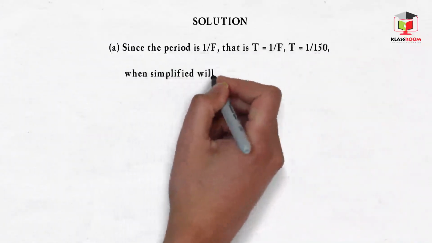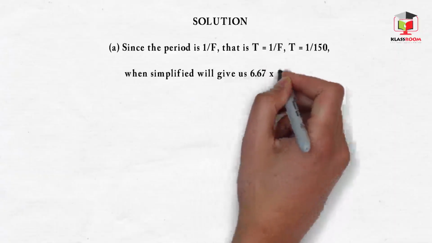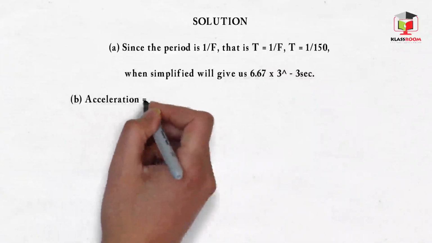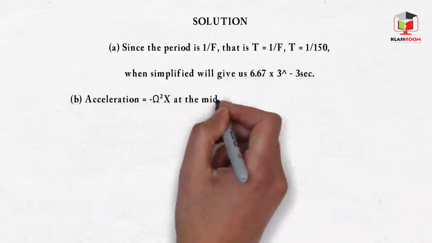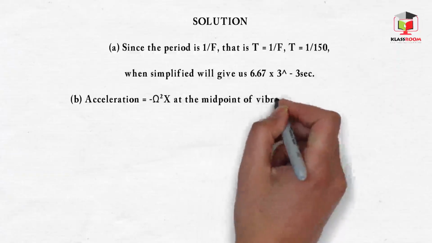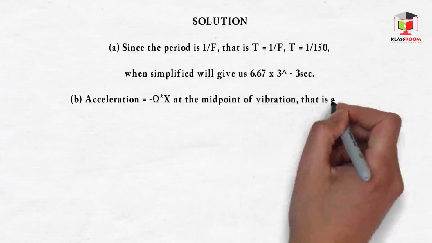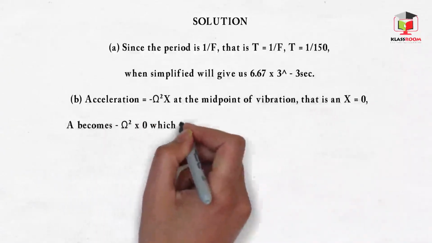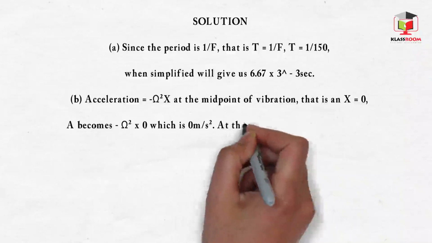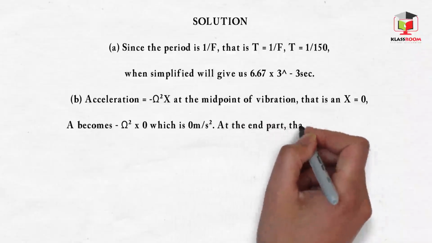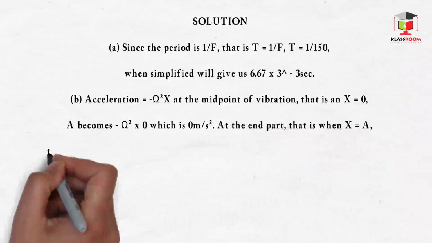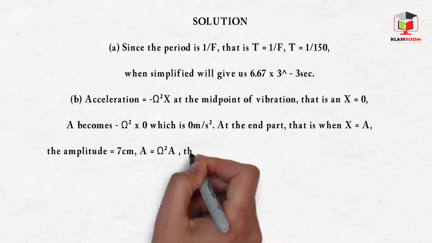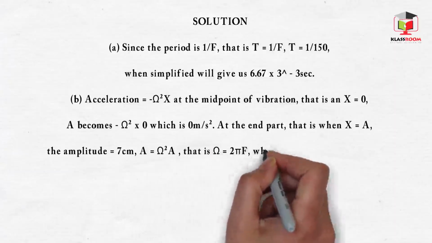B, acceleration is equal to minus omega squared x. At the midpoint of vibration, that is at x equal to 0, a becomes minus omega squared times 0, which is 0 meter per second squared. At the end part, that is when x is equal to A, the amplitude, which is equal to 7 centimeters, a equals omega squared A. That is, omega is equal to 2 pi f, which is 2 pi times 150, which is 300 pi. Then a equals 300 pi squared times 7.